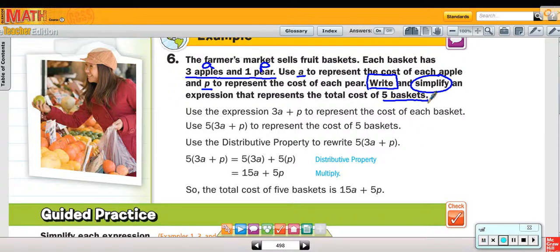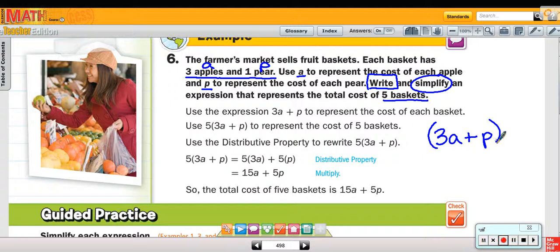Well, first we need to write an expression for 1 basket. What is in my 1 basket? 3 apples and a pear, but we want their cost. So 3 apples would be 3 times A, which gives you the cost of our apples. Plus, how many pears? 1, so we just have plus the cost of the pears. That is 1 basket right there. Do you agree that that's 1 basket?